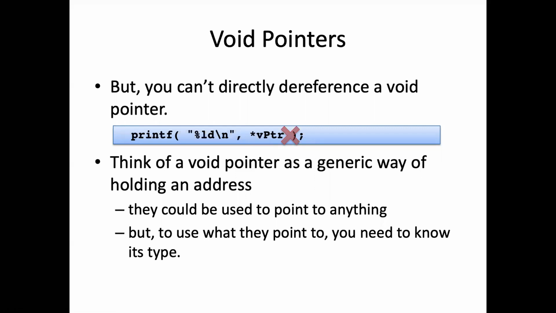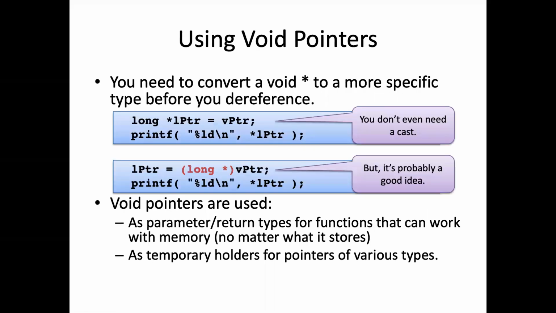So since void pointers are a mechanism for having generic pointers, if you want to use whatever they point to, you have to help the compiler out by letting it know what type it really points to. And that's what I'm showing on this next slide.